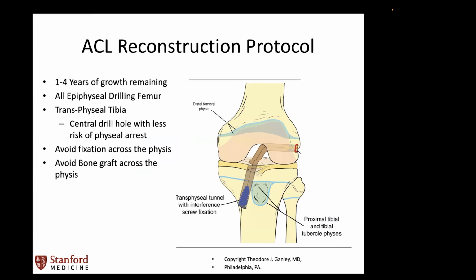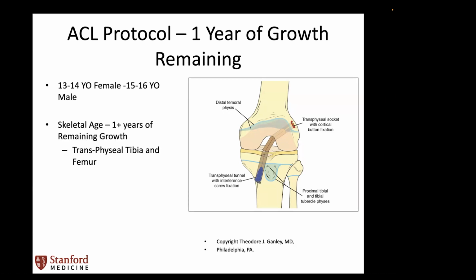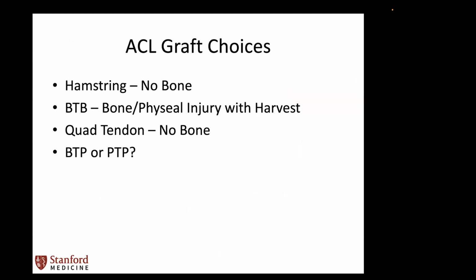You don't want to put your fixation devices across the physis, and you don't want to put bone graft across the physis on either the tibia or the femur to avoid that growth plate arrest. When there's about a year and a half of growth remaining, you may be able to treat them just like an adult, maybe that 13 to 14-year-old skeletal age female, 15 to 16-year-old skeletal age male. There's still a little bit of concern that if you do transphyseal femur and tibia in this age group, you maybe don't want to put a bone graft there, because a year and a half of growth may still cause a little bit of deformity.